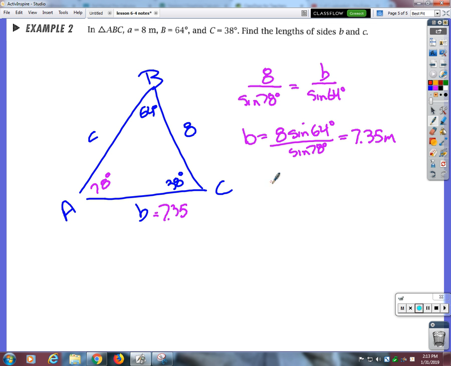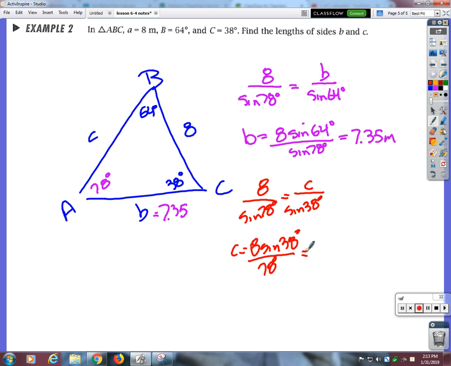Okay, so that time it comes out to be 7.35. And then if I go back to the original one, if I go 8 over the sine of 78, now I'm going to try and find side C, so that's C over the sine of 38 degrees. So that means C is equal to 8 sine of 38 divided by sine of 78.